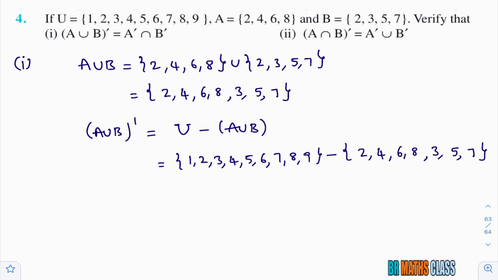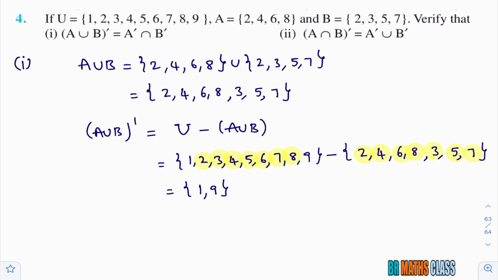Okay, so here difference of sets is there. So you just identify the common elements. 2 is the element which is common in both. 3 is common in both. 4 is common in both. 6 is common in both. 8 is common in both. 7 is common in both. 5 is common in both. After identifying common elements, what elements are remaining in first set, that we will write, right? You already know this by this time. We did so many problems like this. So what you will get? 1, 9. So A union B whole dash is 1, 9.